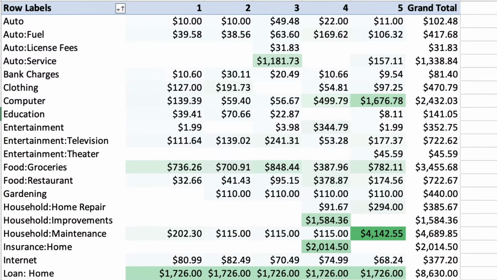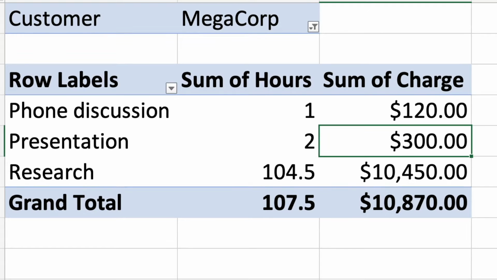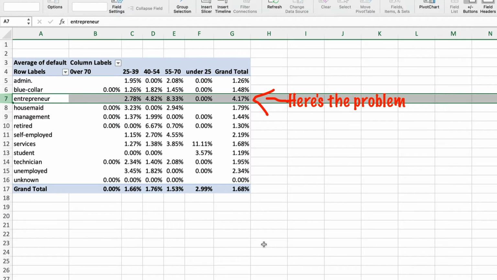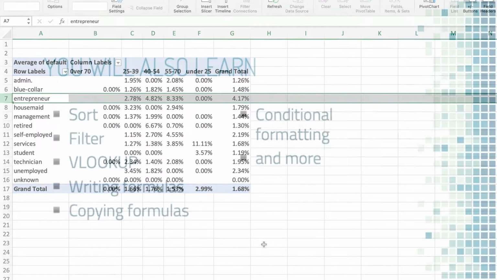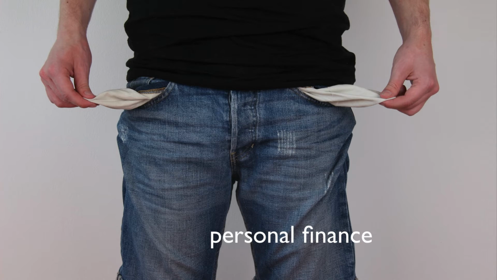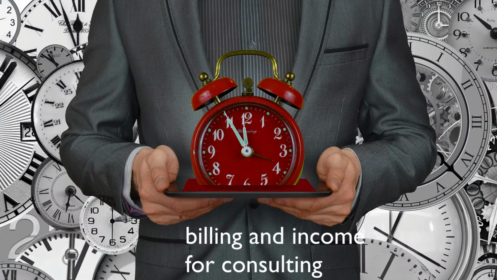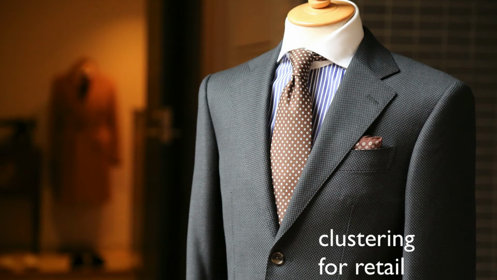You'll be able to build pivot tables for any type of question you might have, summarize, analyze, and find those key drivers. You'll learn other powerful techniques like sort, filter, VLOOKUP, and more. Most importantly, you'll hone your skills on real-life, personal and business case studies.